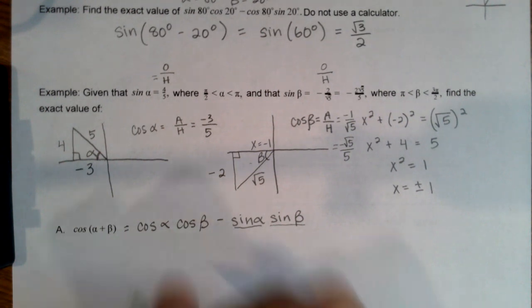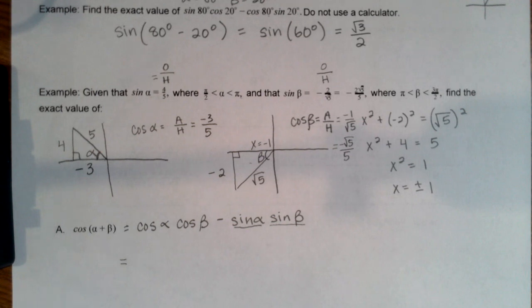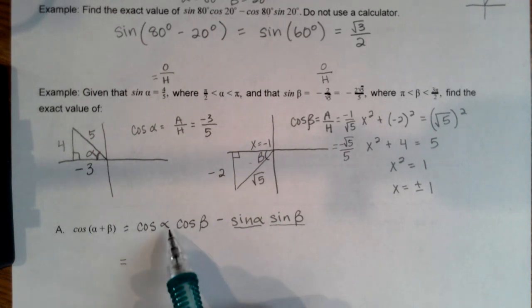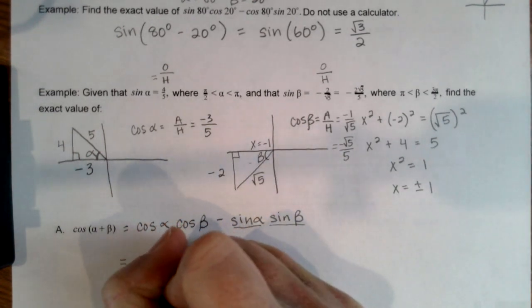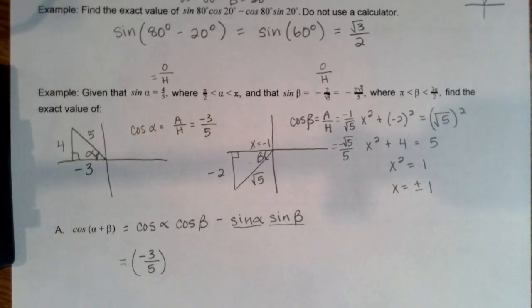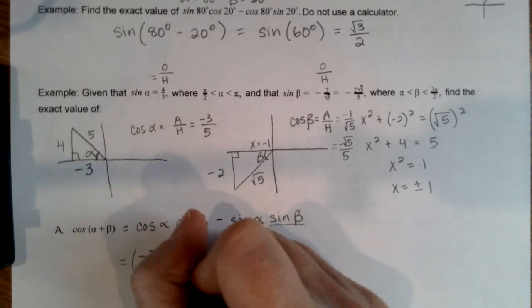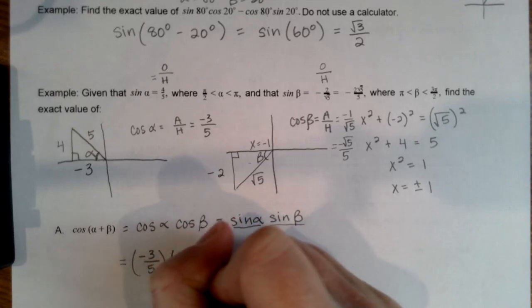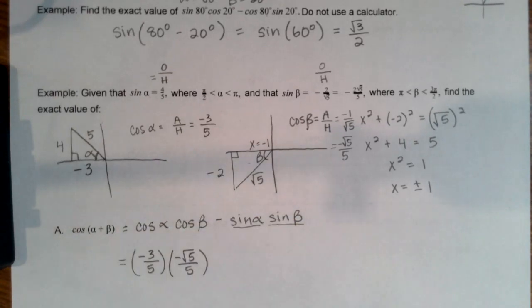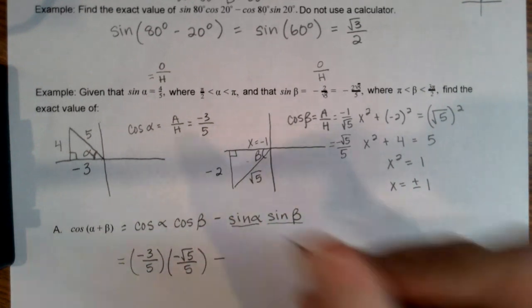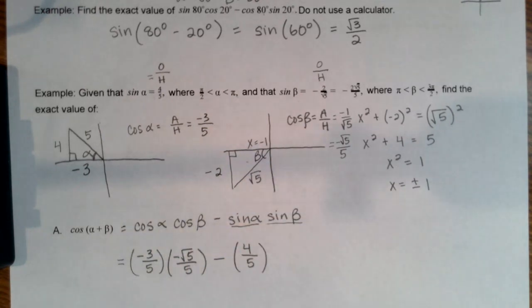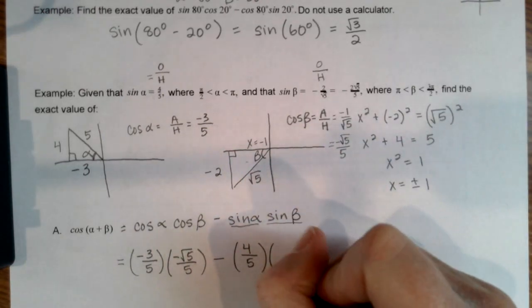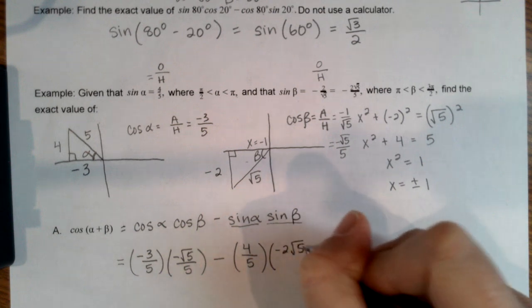And now it just becomes plug and chug. I need to stay organized. I need to make sure that I'm looking at the correct angle. I'm looking for the cosine of alpha, which is negative 3/5, times the cosine of beta, which is negative square root of 5 over 5, minus the sine of alpha, given in the problem as 4 over 5, times the sine of beta, also given in the problem, negative 2 square roots of 5 over 5.